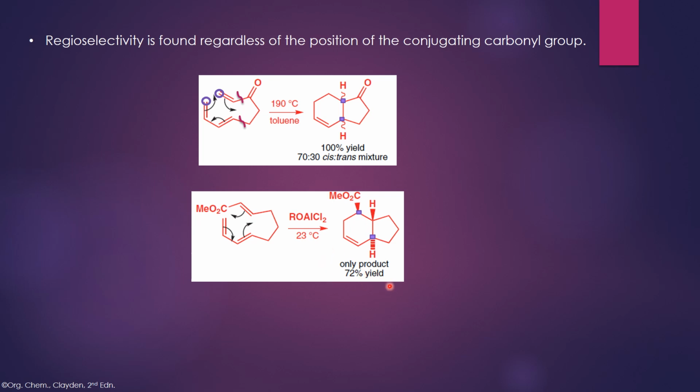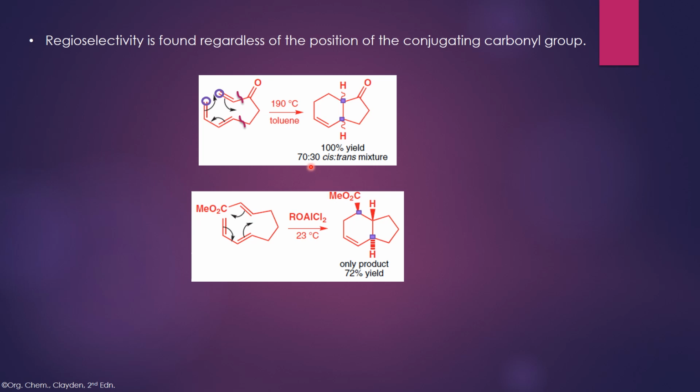This is a 72% yield product, and here we can see this disobeys the normal rules which we have concluded with the Diels-Alder reaction, regioselectivity in the Diels-Alder reaction. So what is said is that for the case of intramolecular Diels-Alder reaction, the regioselectivity is found regardless of the position of the conjugated carbonyl group. Even though in the normal case the largest coefficient came here, the reaction occurs otherwise. So we can say this is regardless of the position of the conjugating carbonyl group in the case of intramolecular Diels-Alder reaction.